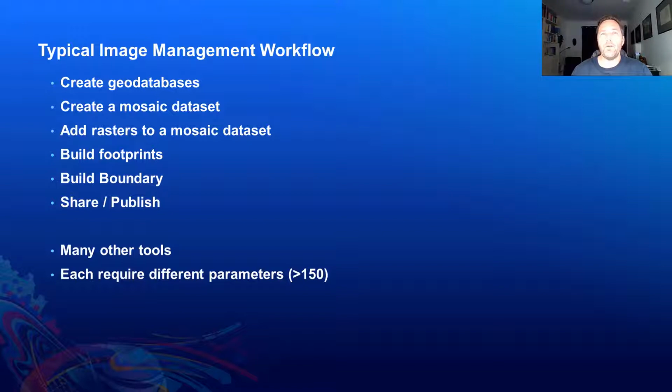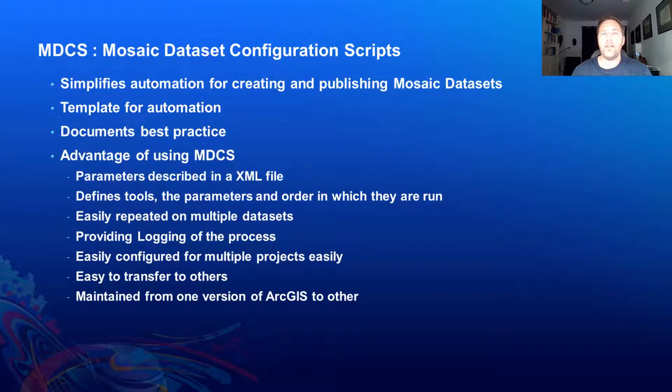You could do this using Model Builder or build your own Python scripts, but there is a simpler method. MDCS is a set of Python-based scripts to simplify the automation for creating and publishing Mosaic datasets. MDCS calls the same GP tools, but provides a way of creating templates that encompasses a list of all the tools to be run, their order, and the parameters required. In this way, they provide a great way to implement and document workflows. The order of the commands and their parameters are stored in a single XML file that makes understanding and documenting the flow easy and very maintainable.